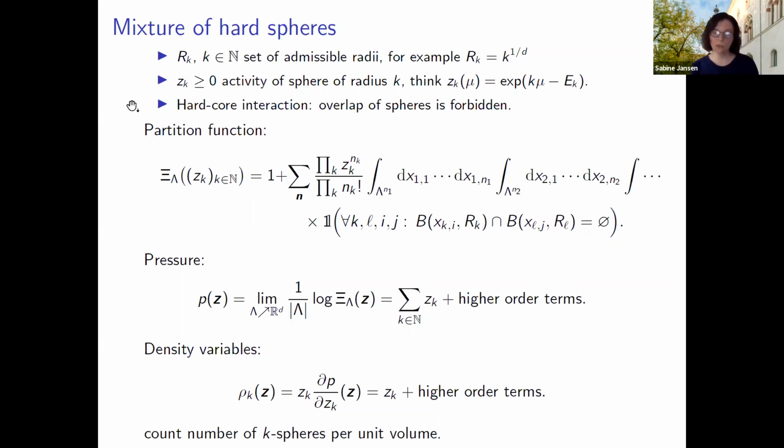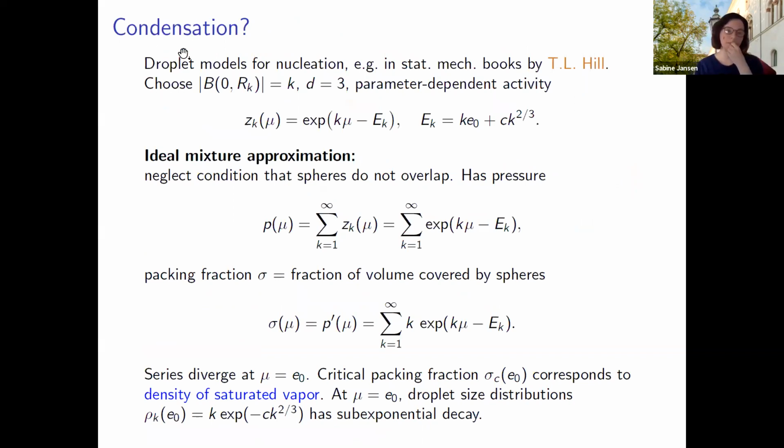Now, let me tell you what brought me to this model. What brought me to this model was a kind of very classical but somewhat naive picture of condensation. So these are droplet models for nucleation, and I learned about them from statistical mechanics books by Terrell Hill, but it was not at this time. So think of dimension 3. Think of choosing the volume of the sphere as being equal to k. And the motivation for this is I want to think of this as a simplified model for a system of particles where actually each sphere corresponds to a group of k particles that are close to each other.